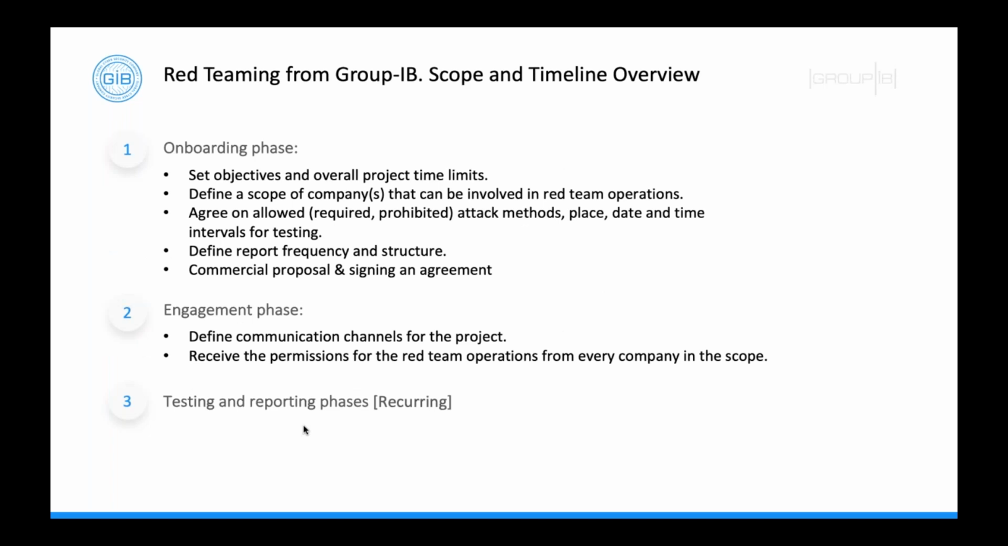In terms of the red teaming scope and timeline overview, typically when we begin a red teaming operation, we sit down with the customer and we understand, of course, what the objective is. That's the key for the red teaming operation, really understanding what the objective is. Is it gaining access to the SWIFT systems, to card processing systems? Maybe it's getting access simply to the local access network and exfiltrating sensitive documents. Also, we'll set the project time limits and define a scope that can be involved from the red teaming operations.